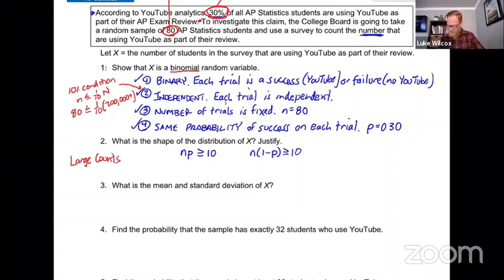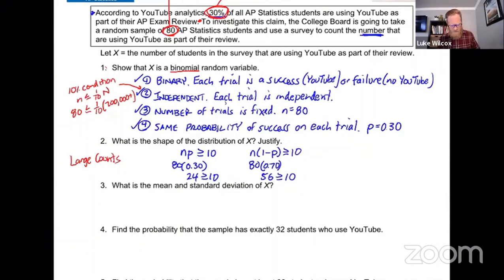n times p is just going to be 80 times 0.30, and that's going to give me 24. And sure enough, 24 is greater than or equal to 10, so we're good there. Now let's check n times 1 minus p, which is going to be 80 times, and 1 minus 0.30 is going to be 0.70. And for this one, we're going to get 56. And sure enough, that's greater than or equal to 10.